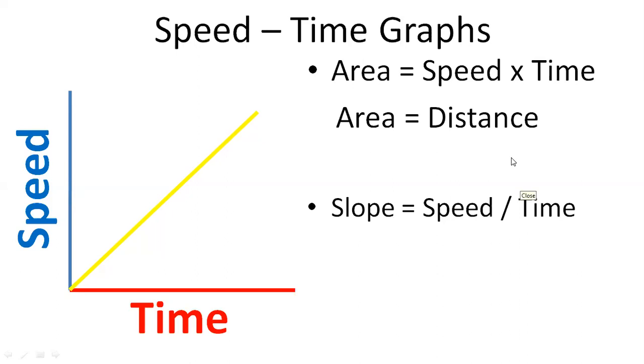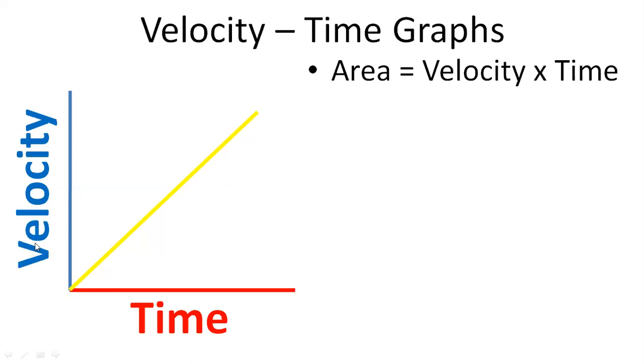Okay. Now let us go for the next graph. This is the speed time graph. Let us go for the next one. That is going to be the velocity time graph. I have changed whatever was present on the y-axis with velocity. So we have the velocity time graph this time, and the area of this graph is going to be velocity into time. Area is the multiplication of both quantities.